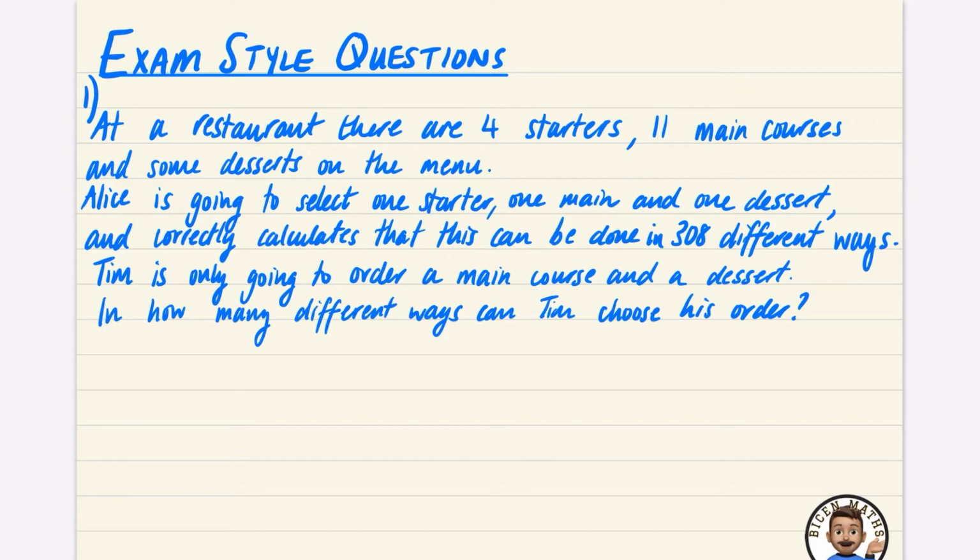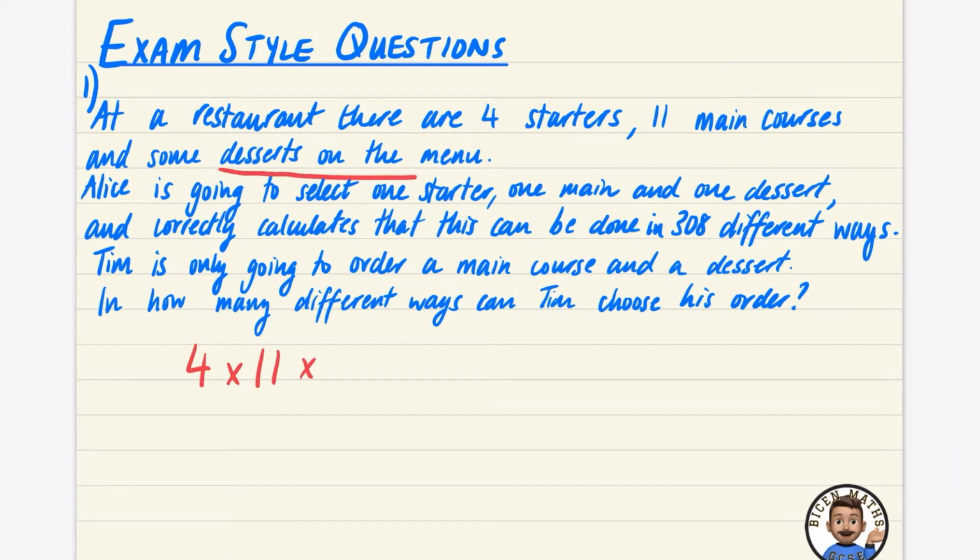So I think the thing that we've got here is that we've got 4 starters and 11 main courses, but we don't know how many desserts there are. I might say that the number of desserts on the menu, I could give that a different letter. I could call it Y, I could call it X, whatever I want to do. I know that when I multiply those 3 things together, this is going to give me 308. So all I need to do is find out what Y is equal to, and I can then deal with what Tim has going on here, because he's only going to want to use a main course and a dessert for his order.